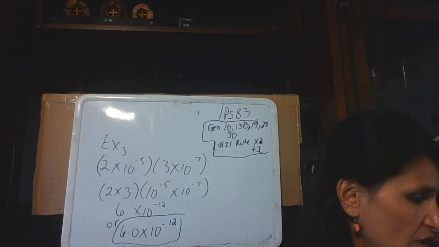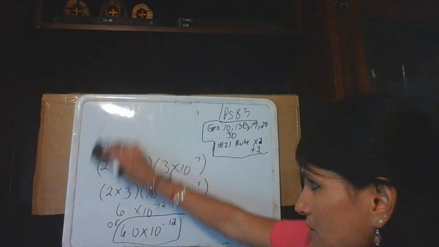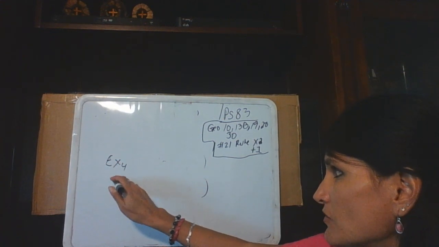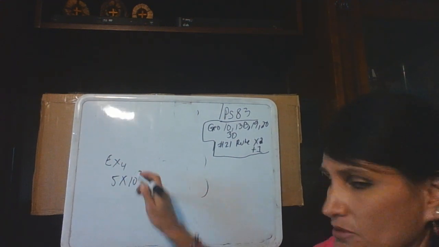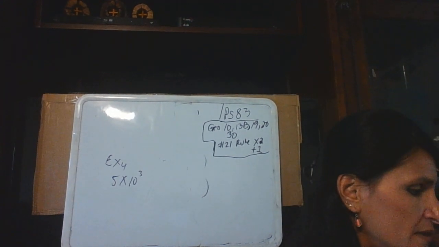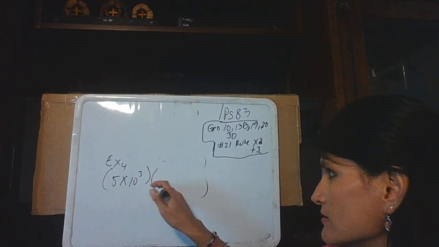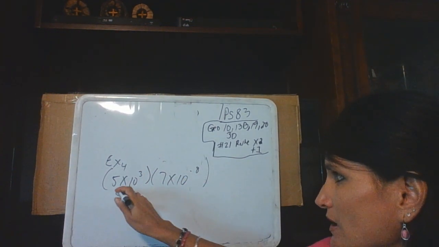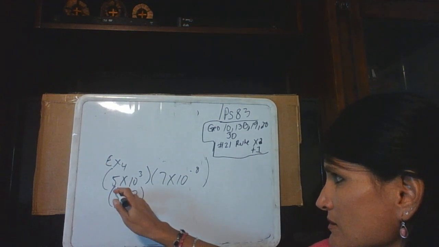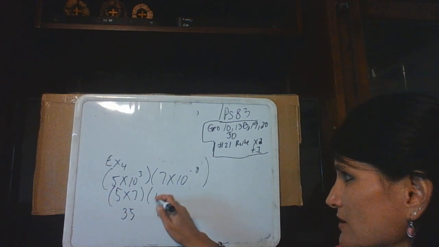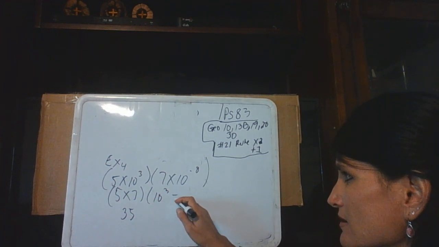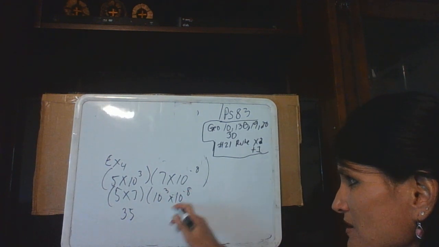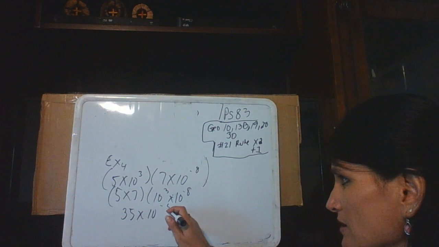All right, on the last question, we have 5 times 10 to the 3rd. So this is example 4. 5 times 10 to the 3rd, okay? And 7 times 10 to the negative 8. Okay, so I'm going to multiply 5 times 7. I'm going to get 35. And then 10 to the 3rd times 10 to the negative 8. 3 minus 8, they're opposite numbers, so it's going to be times 10 to the negative 5th.